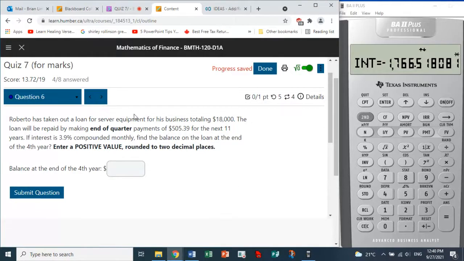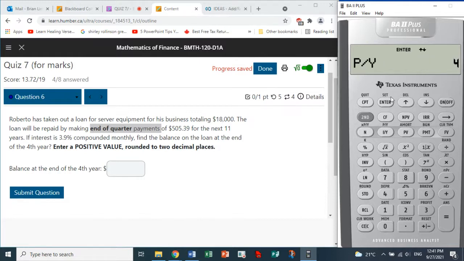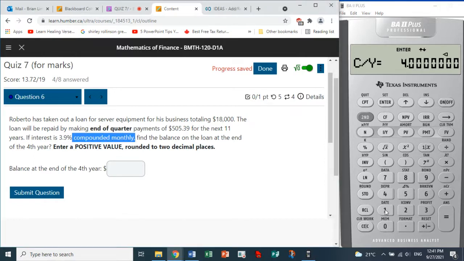All right, so let's start. Okay, so the payments are end of quarter payments. So let's go in there, come out of the amortization menu, end of quarter. So PY would be 4. Okay, what is CY? The compounding is monthly. So CY would be 12. Enter and we can check, go back, PY is 4, CY is 12, and then we get out of there. All right, so it's to go for 11 years. Okay, there's the 11 years there.